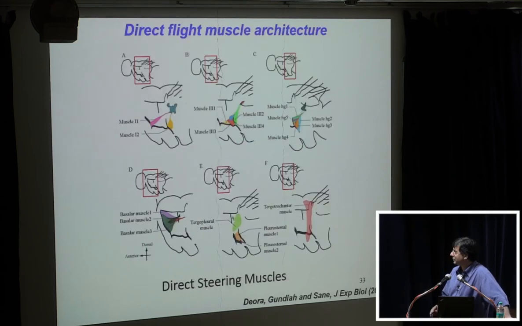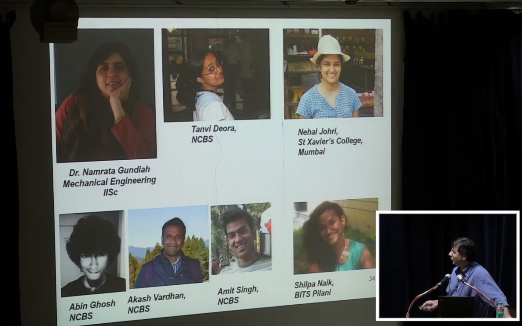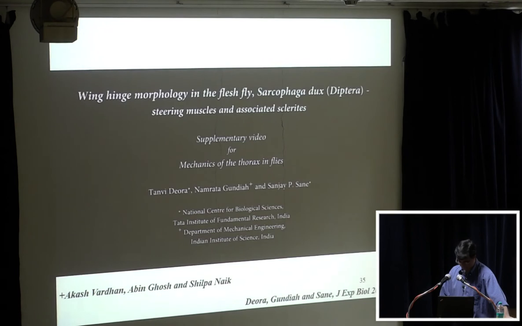In the last little bit, let's come to the direct flight muscles, the steering muscles, which I promised I'd tell you about. There are many of them, okay? There are almost 16 to 18 pairs, depending on which insects you're looking at. We needed to look at them, but they're all inside, so it wasn't easy. It required collaborating with Dr. Namrata Gundeya at the IISc, and a lot of very talented students, all of whom have gone on to nice places. And here's, again, a video that shows you what this looks like.